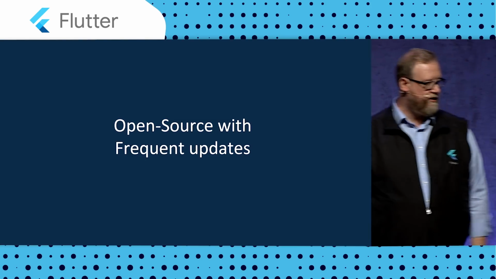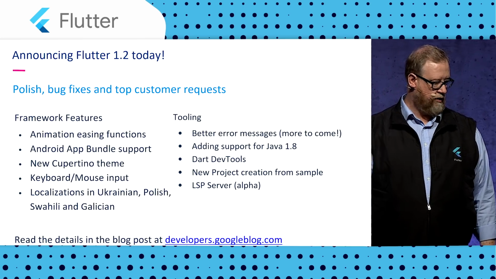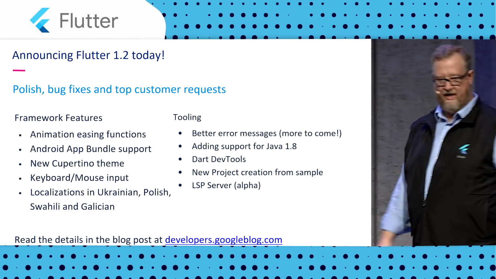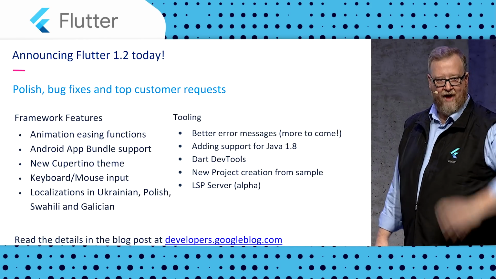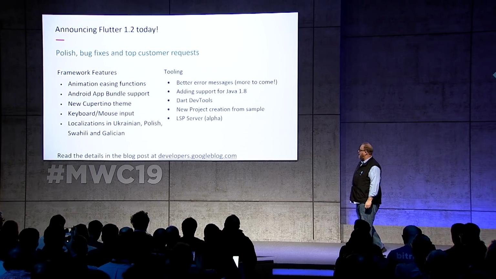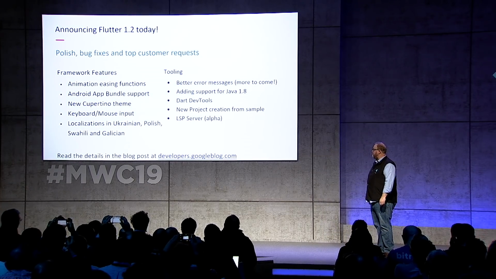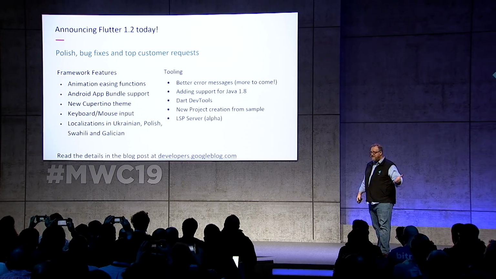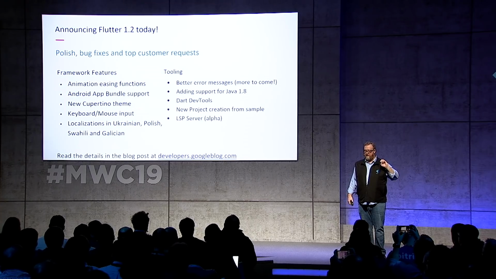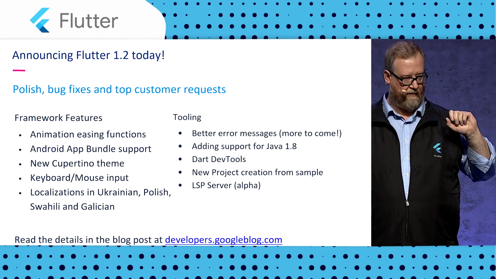And of course, I mentioned open source, and not just open source, but open source with frequent updates. I also mentioned a couple of times Flutter 1.2, which comes with a number of framework features, including animation easing functions and Android app bundle support. As I mentioned, those are from third parties. Those don't come from the Flutter team.